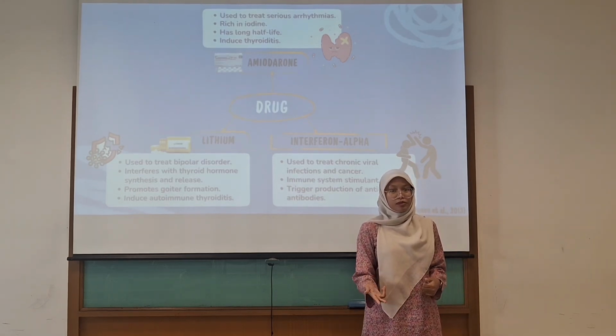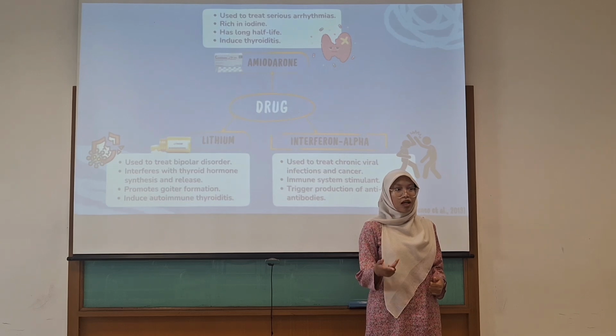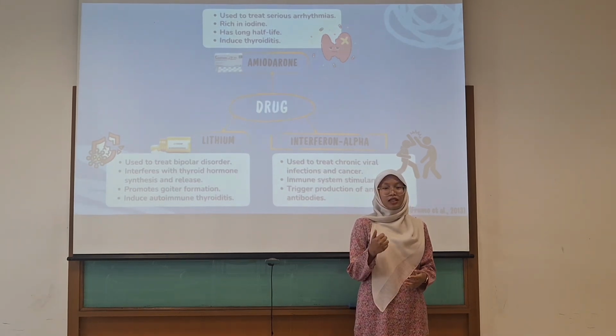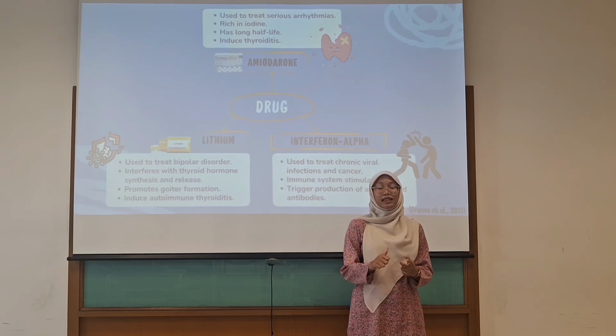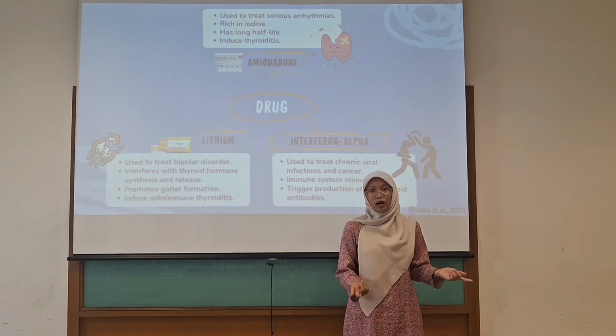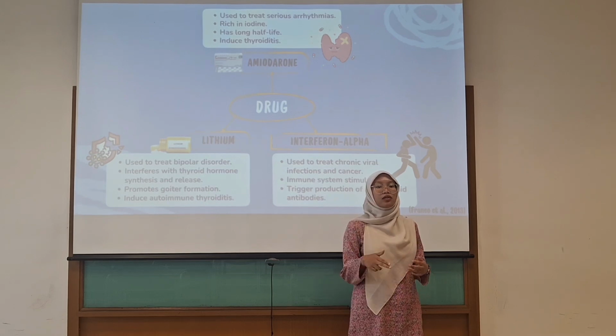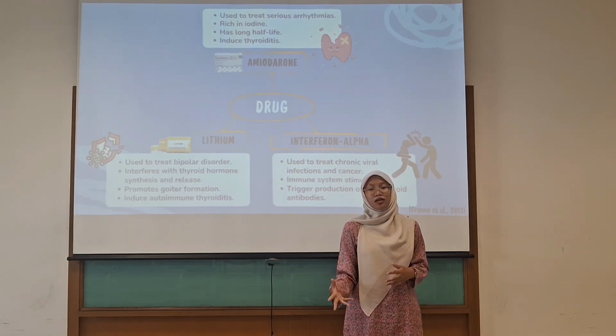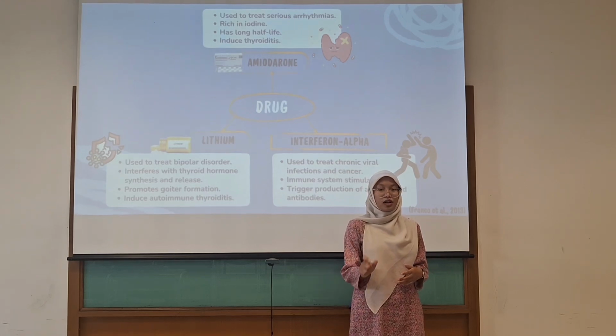For normal people, as you all know, in the thyroid, iodine is needed to make the thyroid hormones like T3 and T4. But when the level is too high, the thyroid itself can shut down the hormone production temporarily, and this phenomenon is called the Wolff-Chaikoff effect.